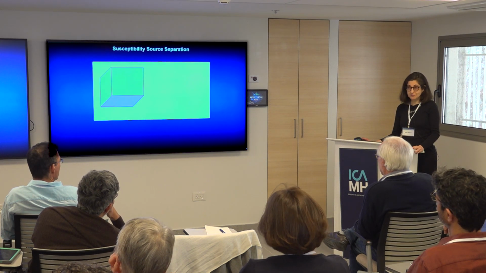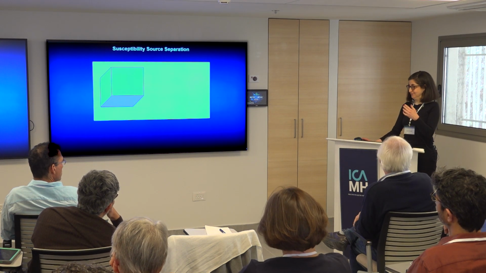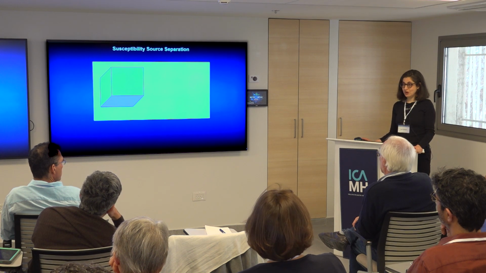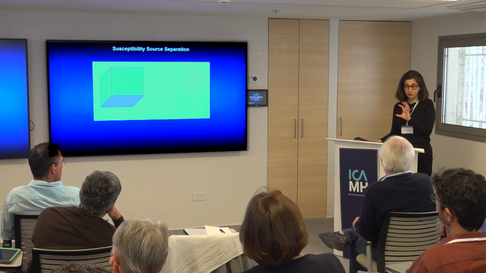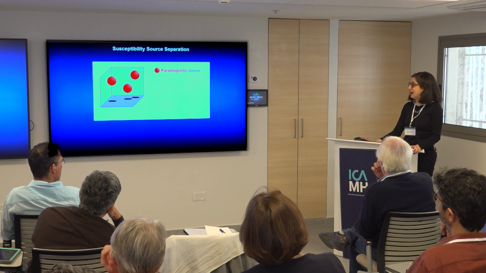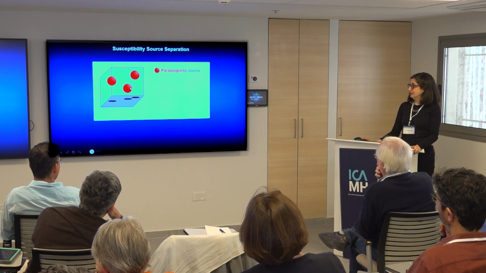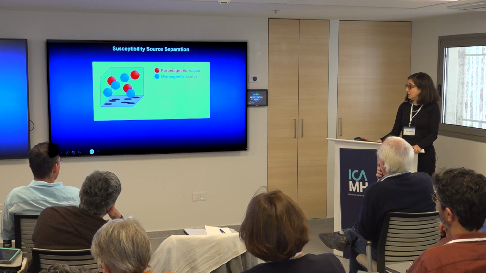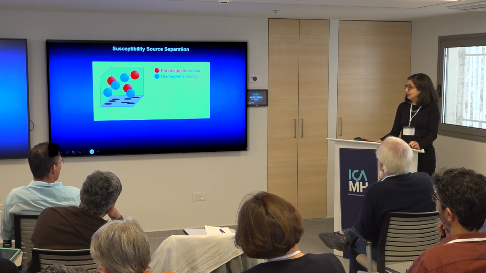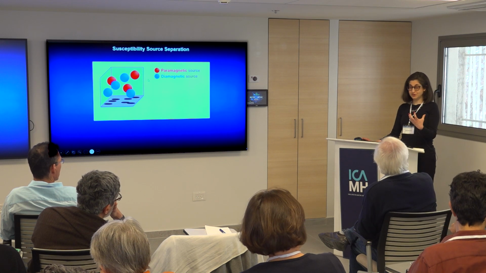But there are lots of different processes going on in neurodegeneration, for example, demyelination and ferritin increases. It would be really useful if we could disentangle those sources of susceptibility, because sometimes those changes are happening in the same voxel. We might have increases in ferritin, which is a paramagnetic source. We might then have demyelination in the same voxel. And the question is, can we disentangle those effects?